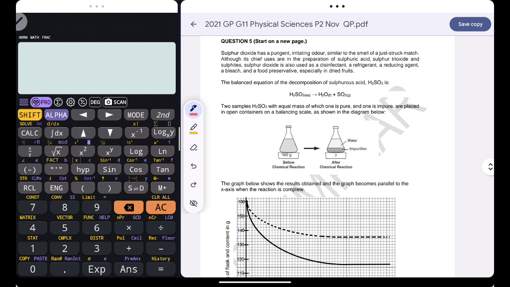Okay, we are told that two samples of sulfurous acid with equal mass, of which one is pure and one is impure, are placed in open containers on a balancing scale. Before I even look at the question, I'm told that these are placed in open containers and one of the products which is formed is a gas. That means the gas will be able to escape the reaction vessel or the container.